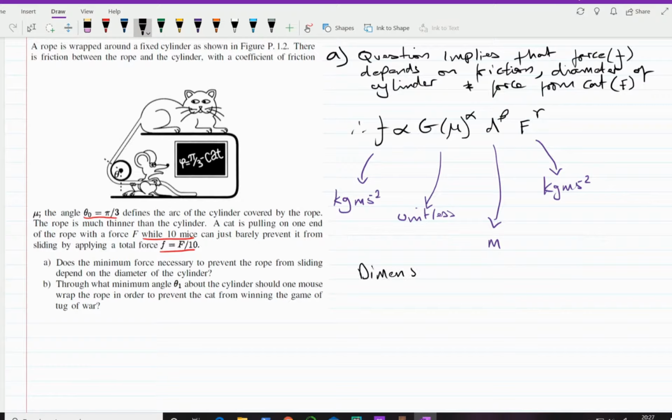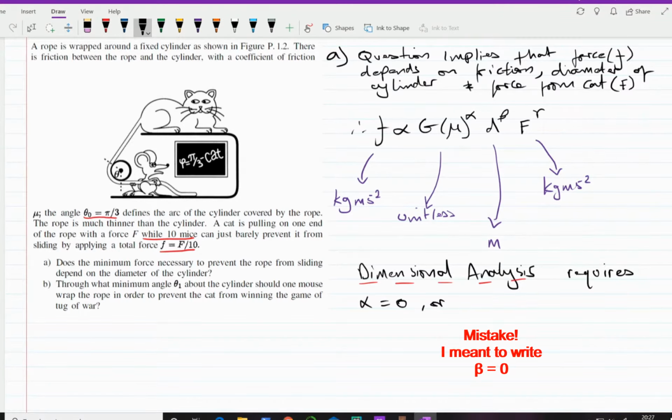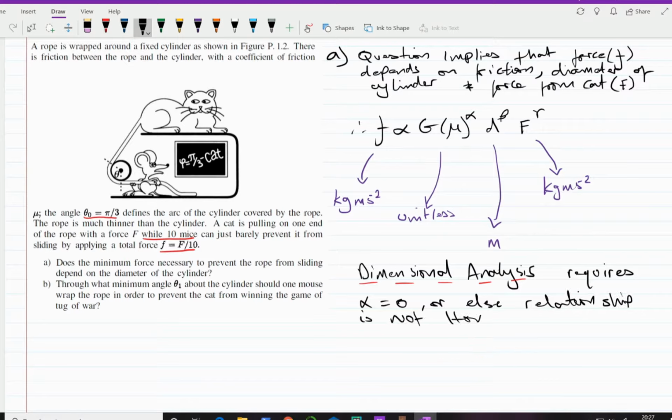The unit of force is kilograms meters per second squared. The unit of the diameter of the cylinder is meters. Coefficient of friction is unitless, so we can already discount that. Now I've made a mistake here. I meant to say that beta, that is the power of the diameter, must equal 0, or else there is no relationship between the right side and the left side.